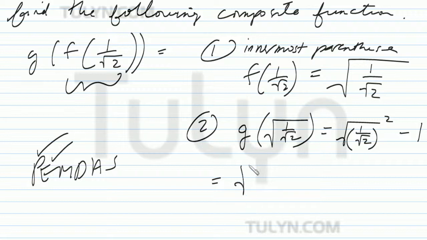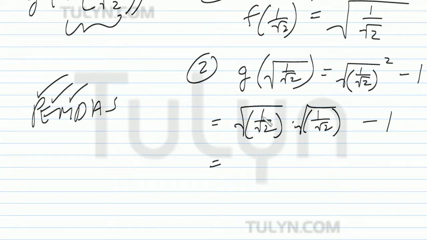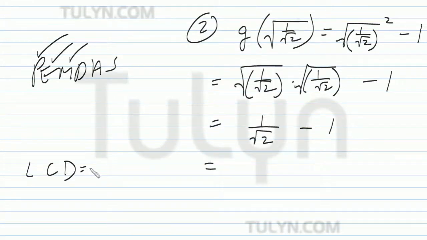Exponents next, so do the square root of 1 divided by radical 2 times the square root of 1 over radical 2, minus 1. So now we do multiplication next. This times this gives you the same thing inside, your radicand, minus 1 equals, you need the least common denominator, and that's going to be radical 2.